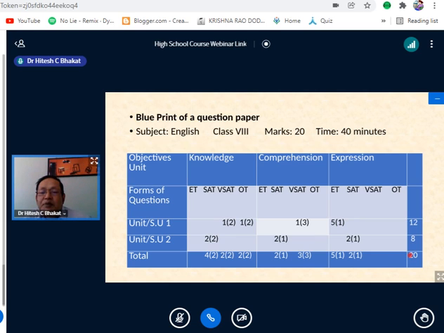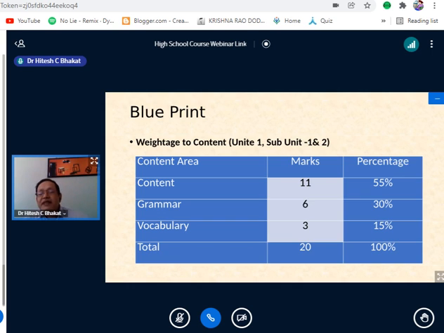Anup sir, you are talking about the previous one. Okay. This one. Yeah, this one. It's a content. All right. This is weightage to content. Anup sir. Yes, sir. I am listening. So this is the previous one.